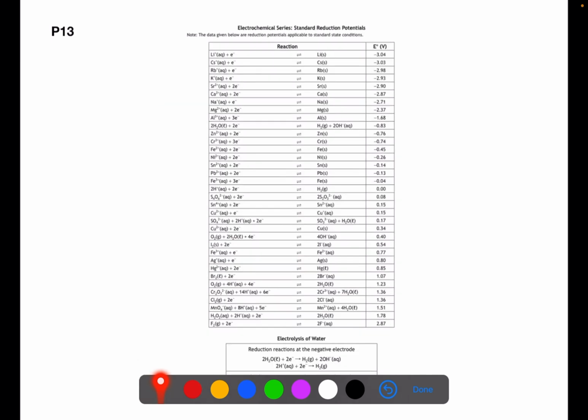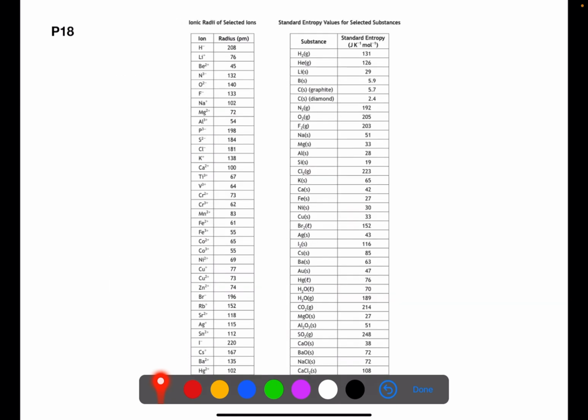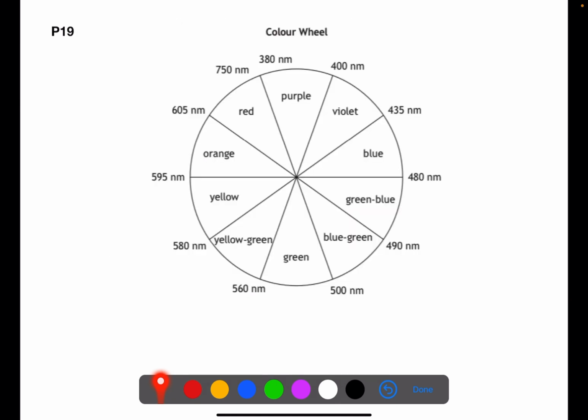On page 13, you have the electrochemical series. This is slightly expanded from what you are used to seeing in your National 5 databook, but it's laid out in a similar fashion. We just don't have the names of the elements written down the side this time. You will use this in the same way where you want to take two equations and combine them using the anti-clockwise rule. Pages 14, 15, 16, 17, 18, and 19 are all for Advanced Higher.